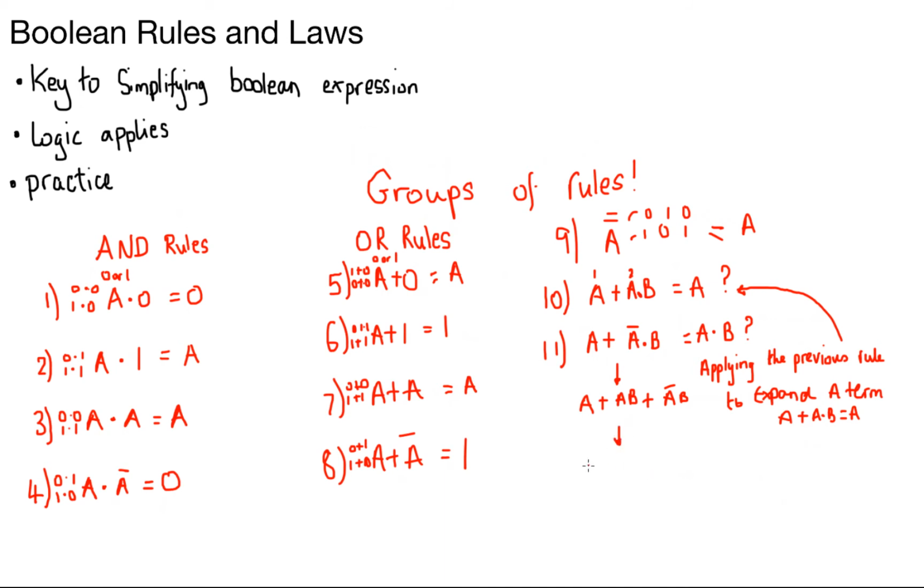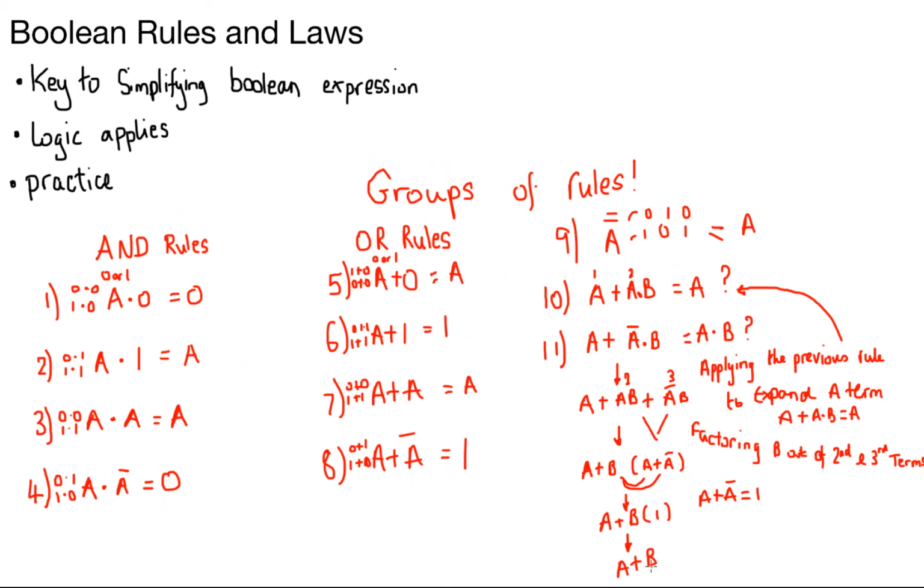Next, we factor out B from the second and third term. So that enables us to remove B, which means we are left with A or not A in our brackets. And that means that, looking at our rules from before, A or not A gives us 1. And the final step, if we AND 1 with B, it'll return whatever the value of B is.